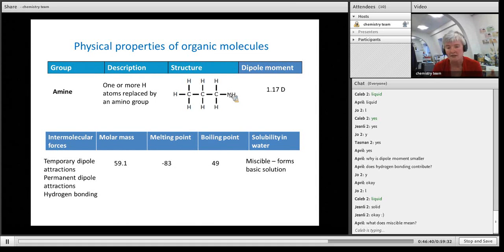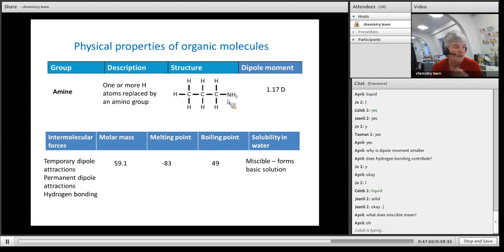So if I take 5% of the amine and 95% of water, it'll mix. If I've got 50-50, it'll mix. If I've got 75-25 proportions, it'll still mix. Some substances are only soluble in particular proportions, and therefore you won't call those miscible. Okay, and that's a liquid.